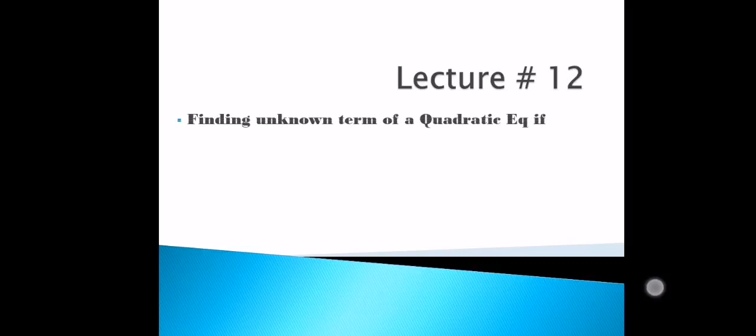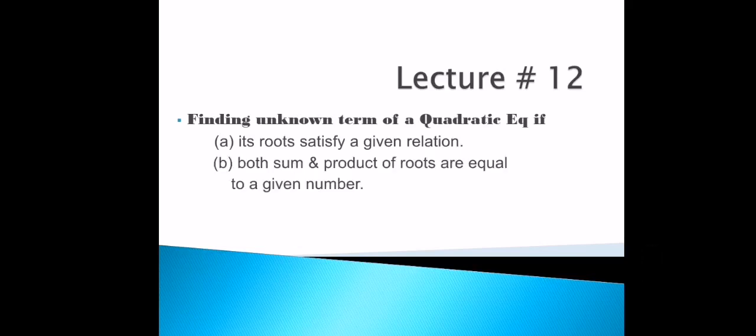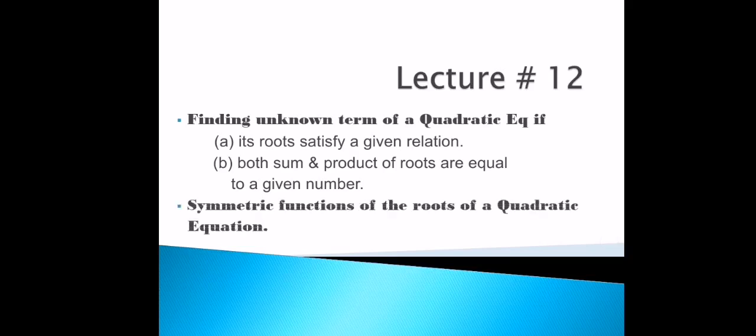Contents of lecture number 12 are finding unknown terms of a quadratic equation if its roots satisfy a given relation, that is, we would be given some relation regarding the roots and we will have to find out the unknown term within the quadratic equation. And the second one is if both sum and products of the roots are equal to a given number. Symmetric functions of the roots of a quadratic equation.